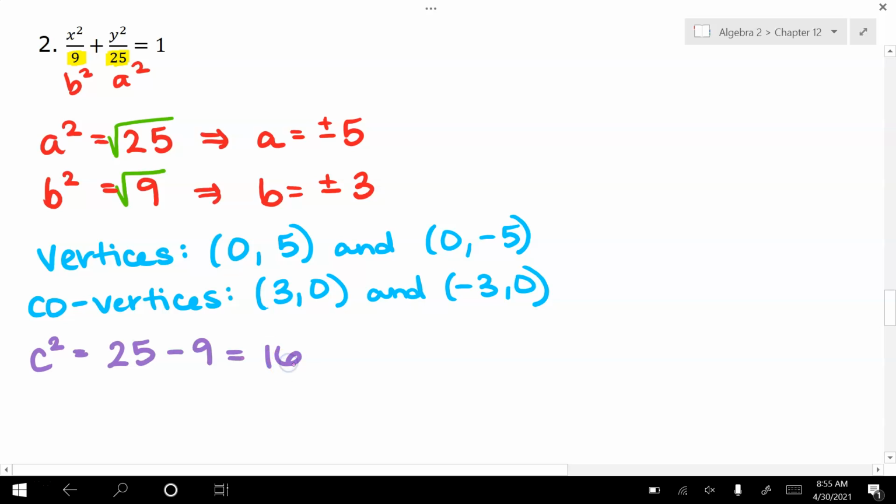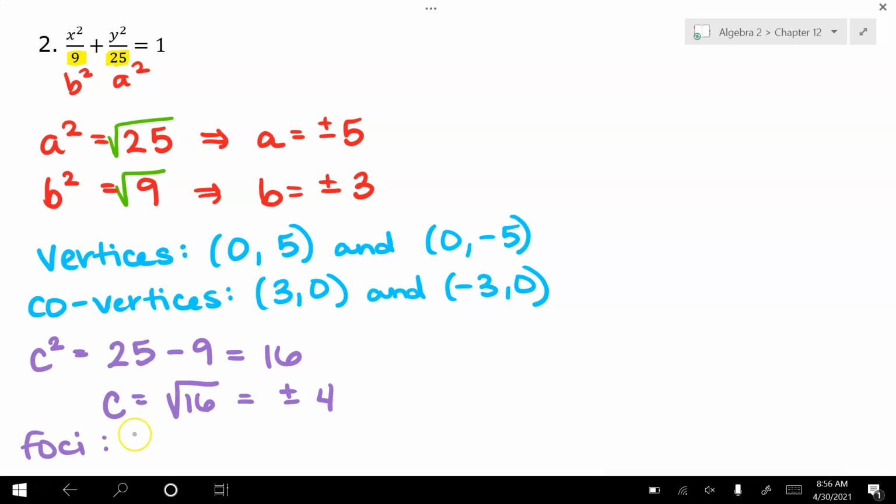So this one actually is going to work out nicely for us. We're not going to have a decimal for this one, because to find c, we're going to do the square root of 16, which is going to be plus minus 4. So then we can write our foci points now. So the foci on the right-hand side of the chart is 0, and then your positive and negative c value. So it's going to be 0, positive 4, and then 0, negative 4.